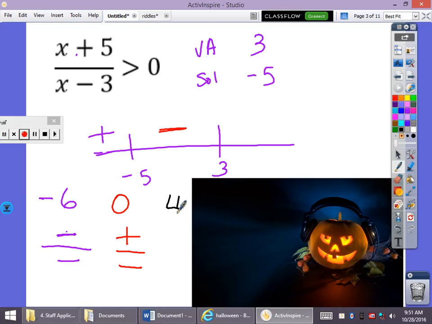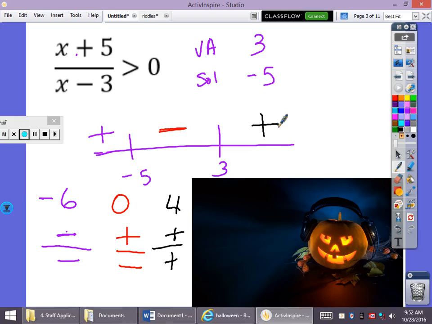Give me a number to the right of 3. 4. 4 plus 5, positive or negative? Positive. 4 minus 3. Positive. Positive divided by a positive is a positive.